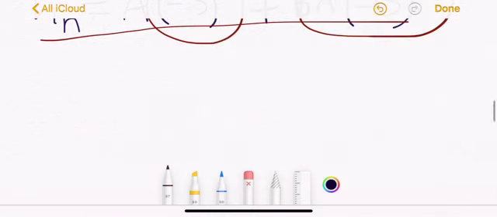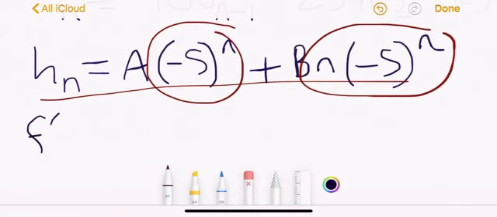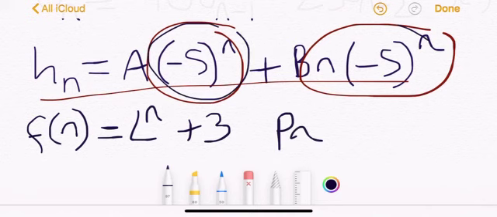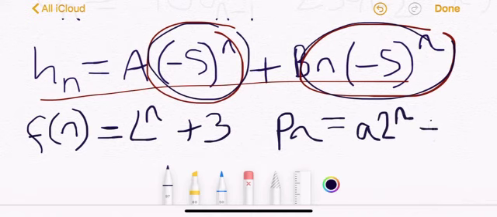If we had f of n being, I don't know, let's say 2 to the n plus 3, well, that is no problem at all because there is no minus 5 to the n terms here and there is no polynomial terms. So this would just be our a 2 to the n plus some constant here.